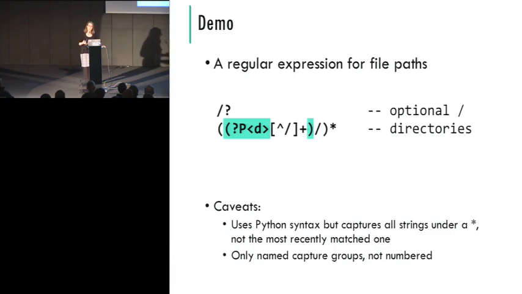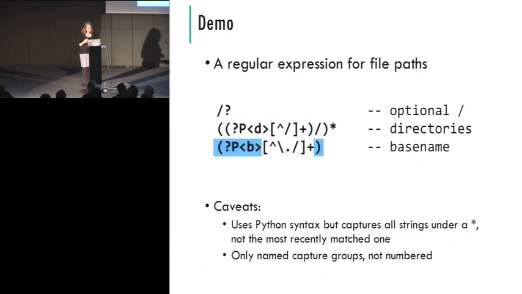I'm using Python syntax for capture groups. It's not the prettiest, but the question mark P says that this is a capture group, and then in the angled brackets, that D is the name of the capture group. After I've captured this group, I want to refer to it as group D for directories. And similarly, for the base name, I have another capture group, this one is called B, and the base name is any sequence of characters that doesn't include a slash and also doesn't include the dot character.